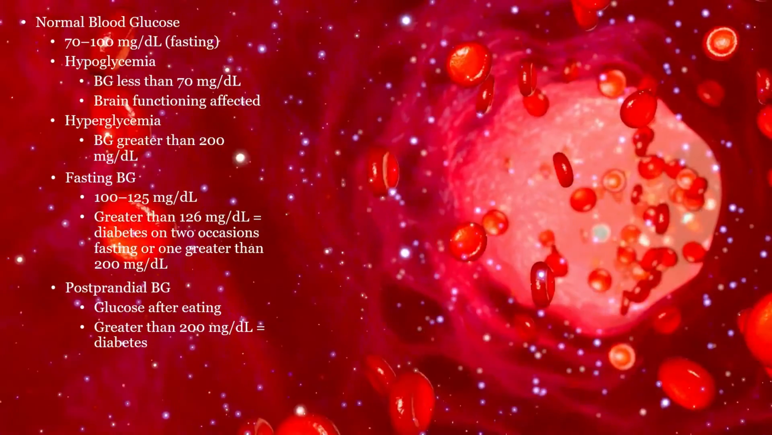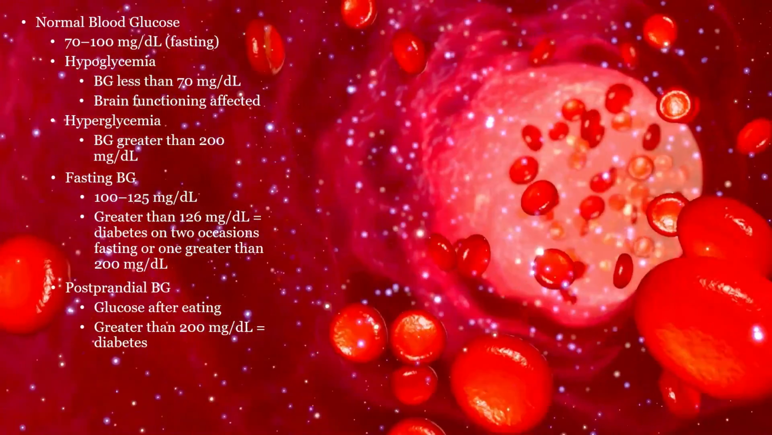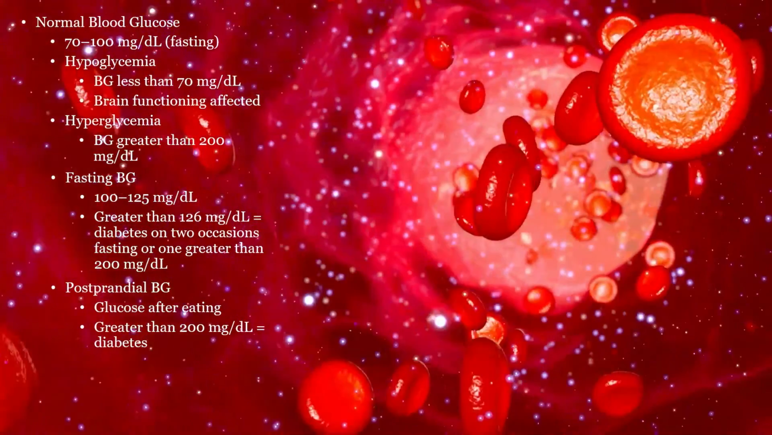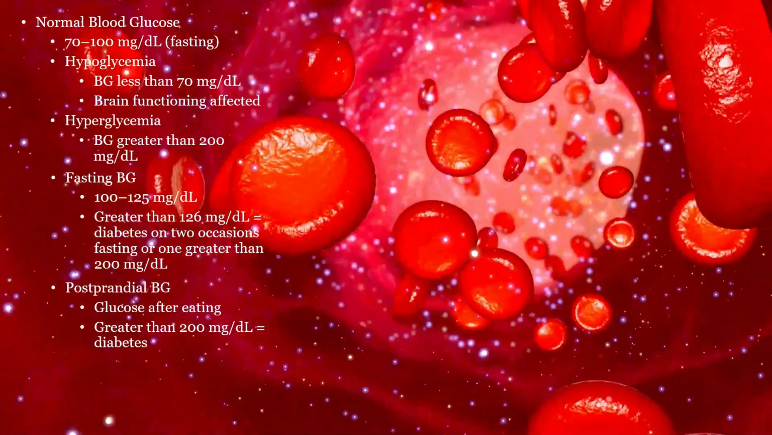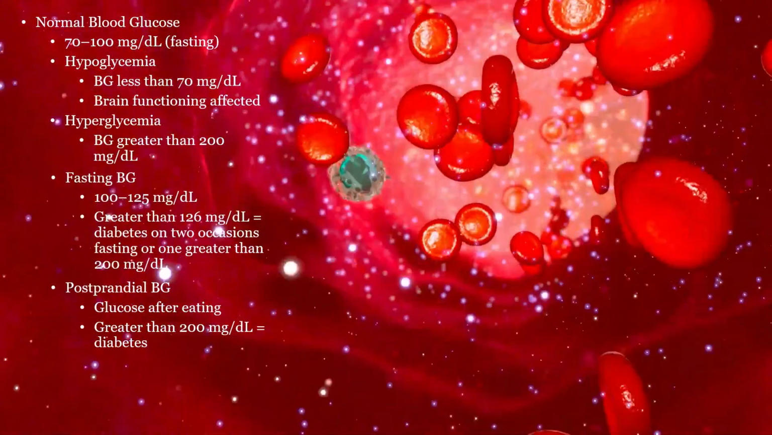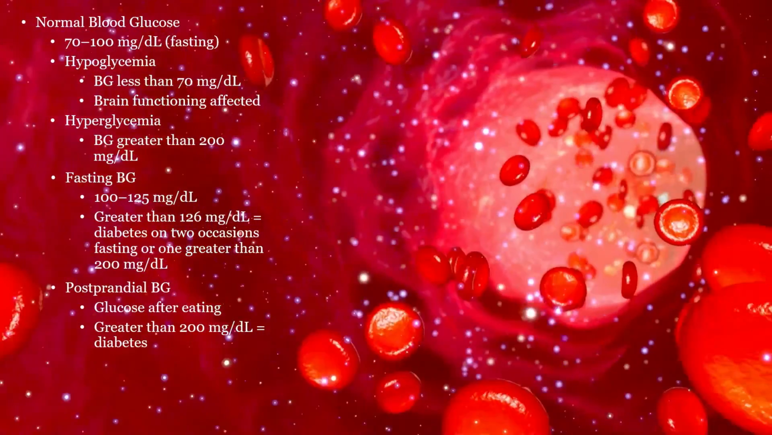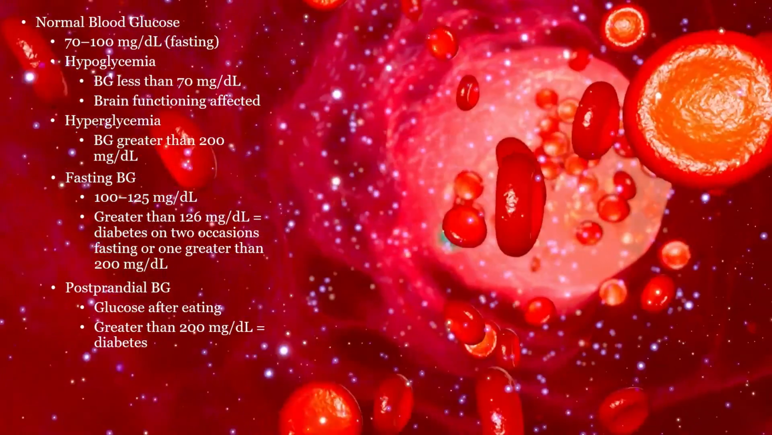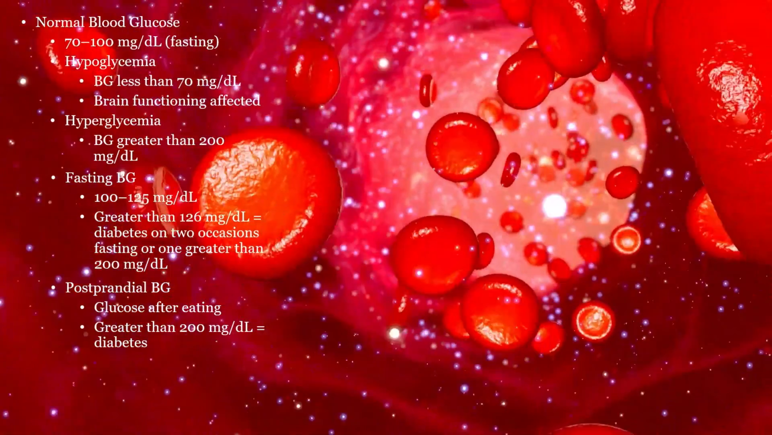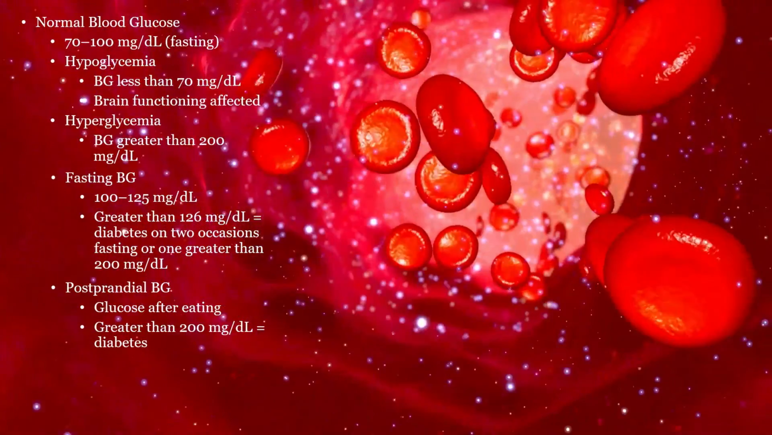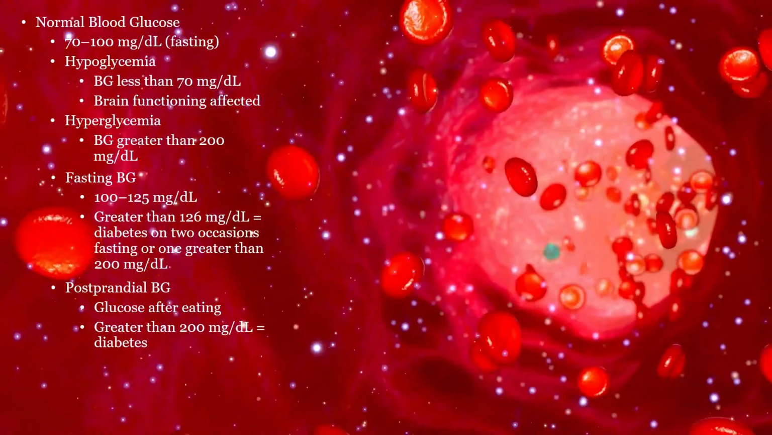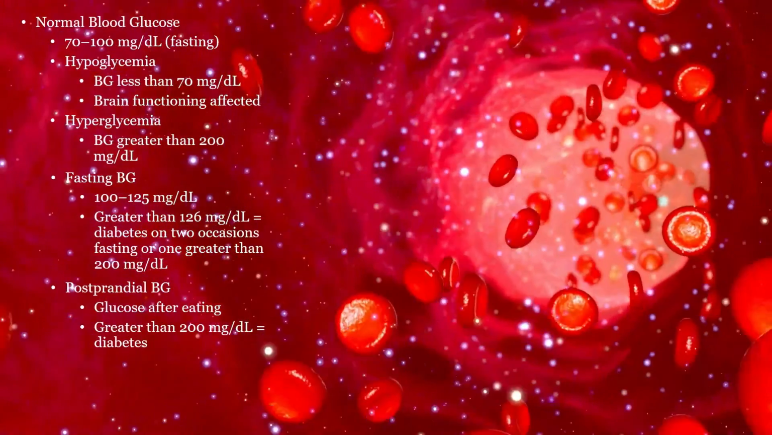Normal glucose levels should be around 70 to 100 milligrams per deciliter fasting. Hypoglycemia is less than 70 milligrams per deciliter. Hyperglycemia is considered above 200 milligrams per deciliter. When taking a glucose tolerance test, this is considered positive at greater than 200 milligrams per deciliter. Two positive fasting blood glucose levels above 126 will get the diagnosis of diabetes, and one greater than 200 fasting.